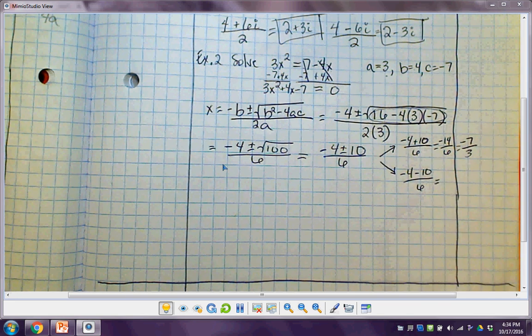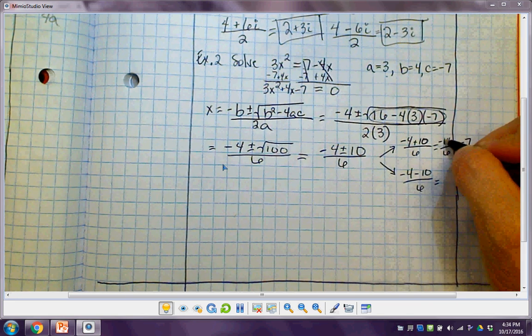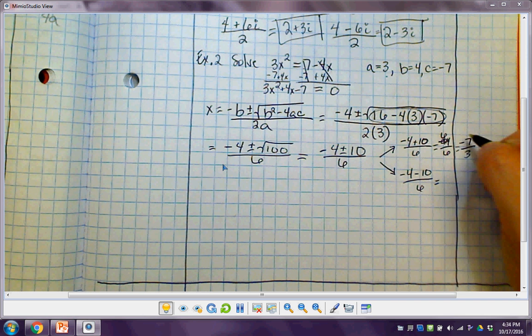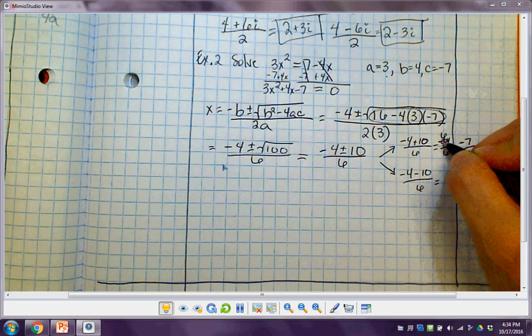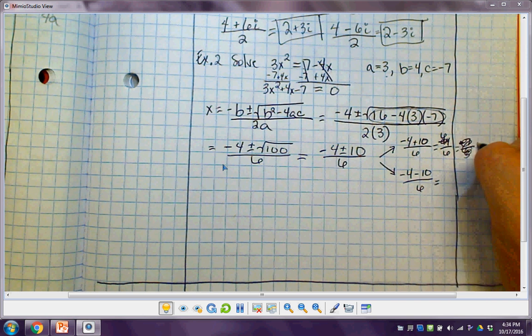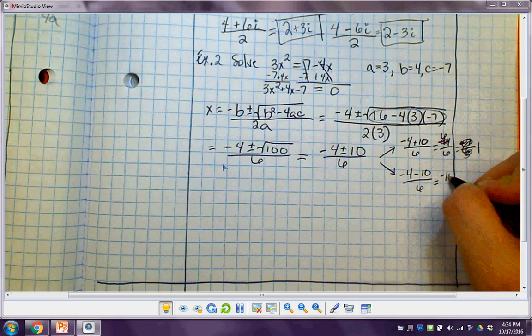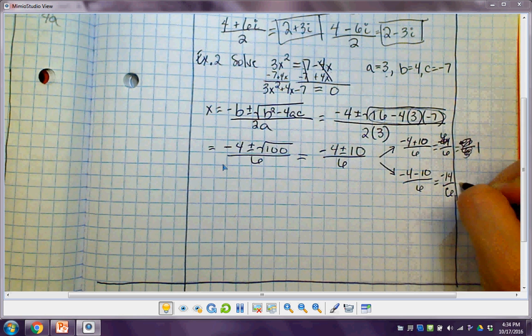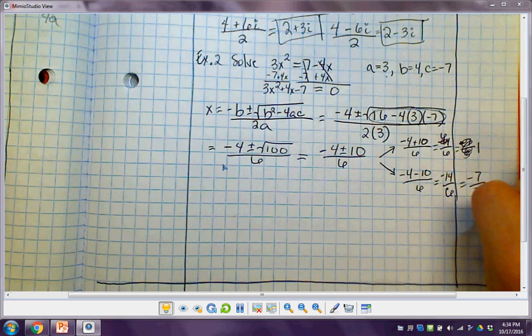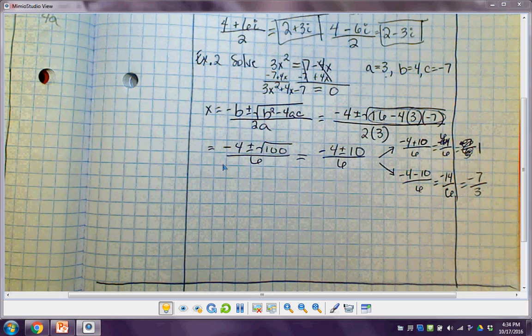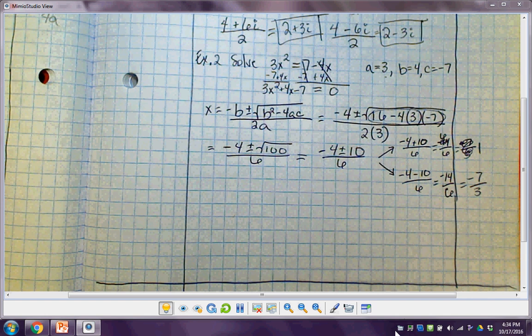And, oh, that was silly. This is negative 6. No, this is positive 6. This one can be simplified. I was doing this one. I was doing my math too fast. Don't do math too fast. There you go. 1 and negative 7/3. So that's the second example of using the quadratic equation to solve.